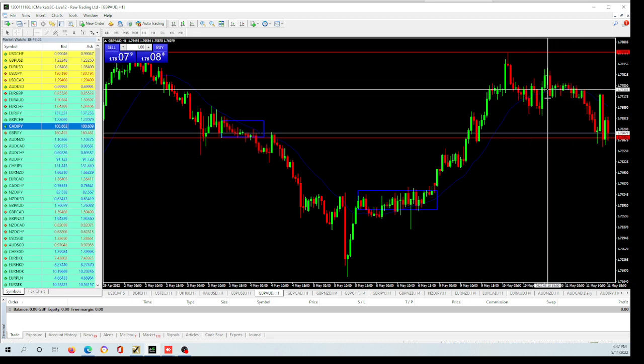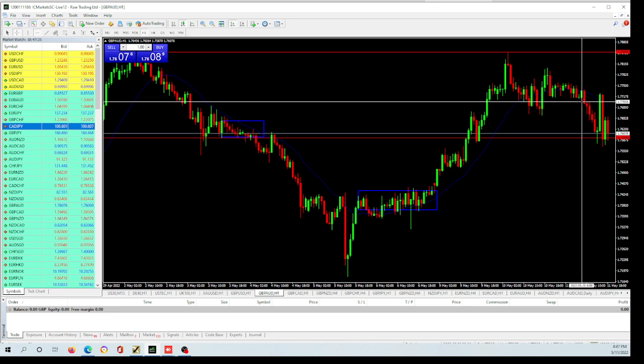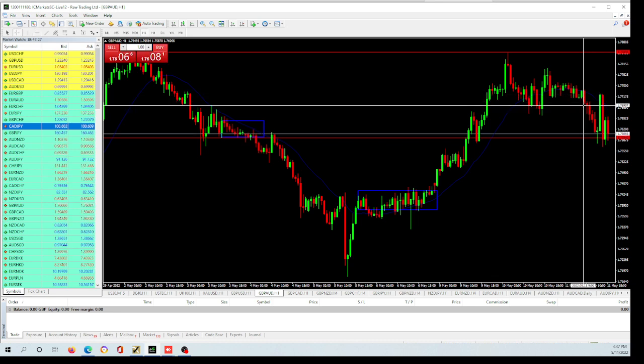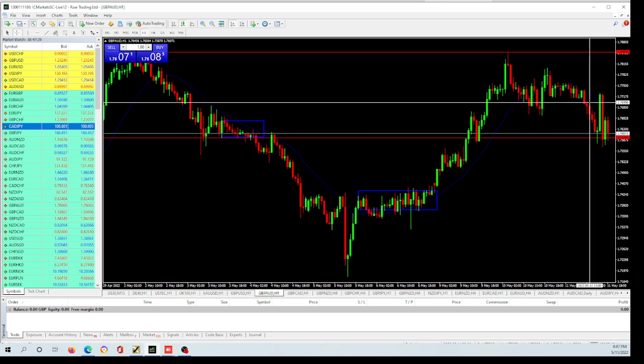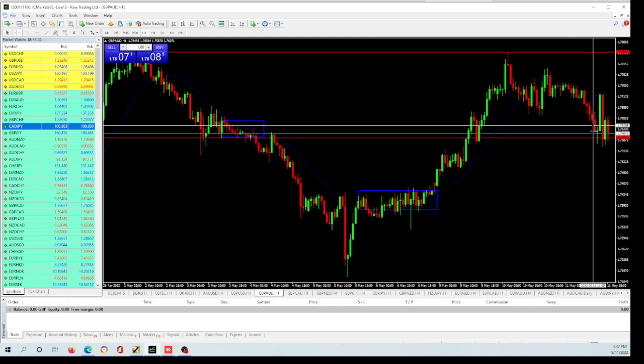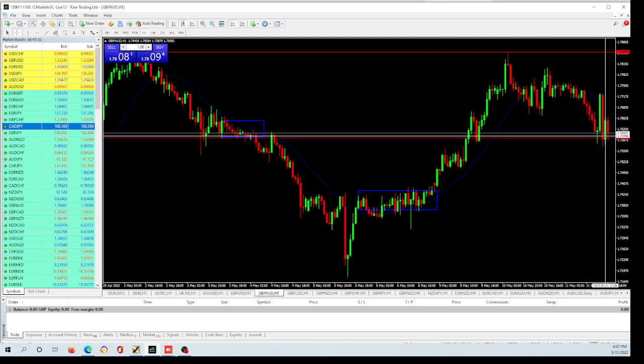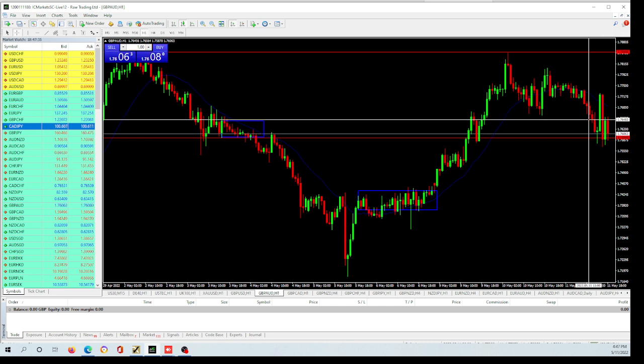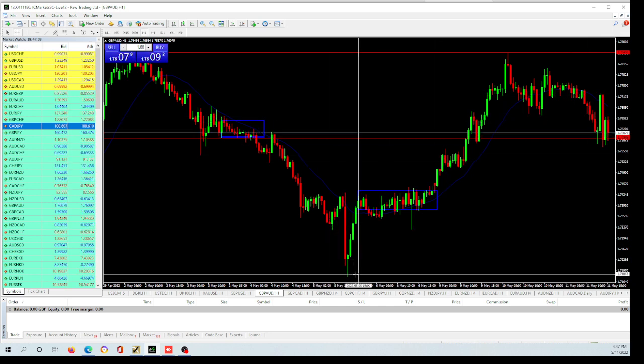And you see another consolidation here. If you put your box there, you can see your break here on this candle is a break, so your sell trade is entered here, your stop loss is here, your TP is here, which is smashed before it goes up. It's as simple as that. Don't make it complicated.